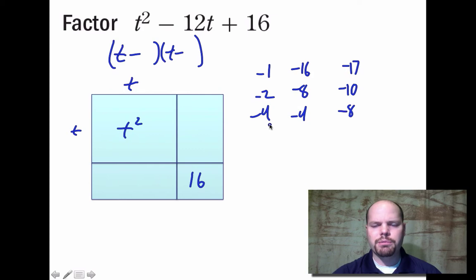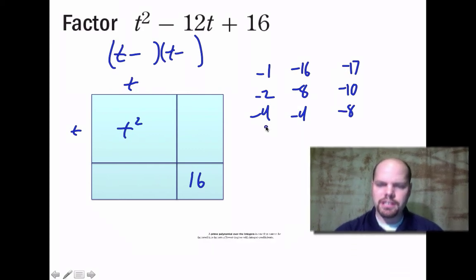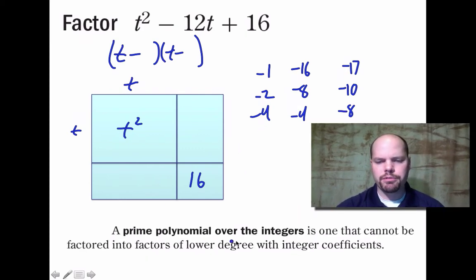So what do we say about this one? We say that it cannot be factored. It's a prime polynomial over the integers, because that's one that cannot be factored into factors of lower degree with integer coefficients.